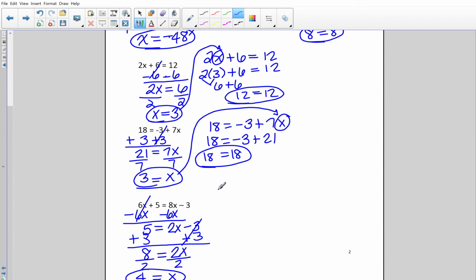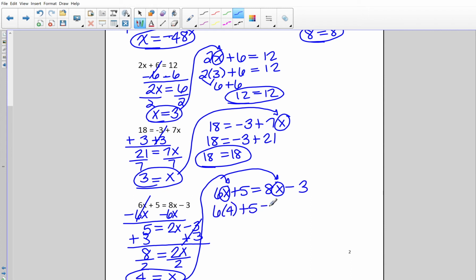a mistake. So this time I have 6x plus 5 is equal to 8x minus 3. Notice that I have x's in two positions. So this 4 needs to replace this x and this x, okay? So I've got 6 times 4 plus 5 is equal to 8 times 4 minus 3. So again, you could use a calculator to reduce each side or simplify each side, and then the numbers should match, or you can do it by hand.